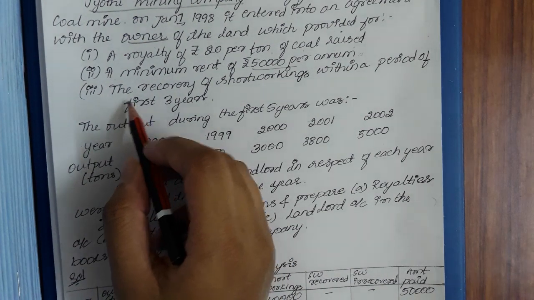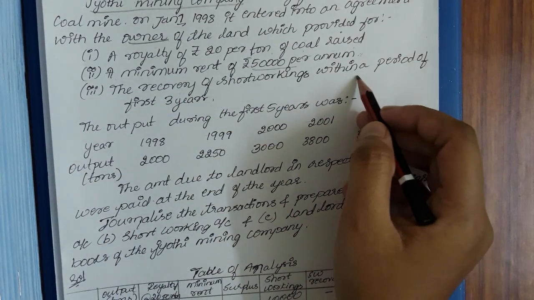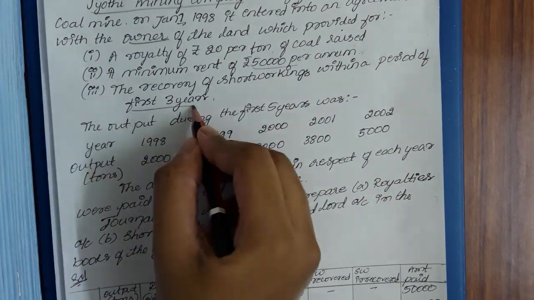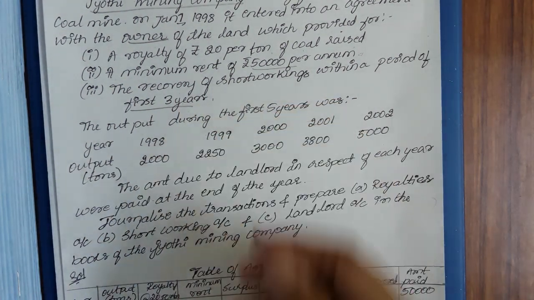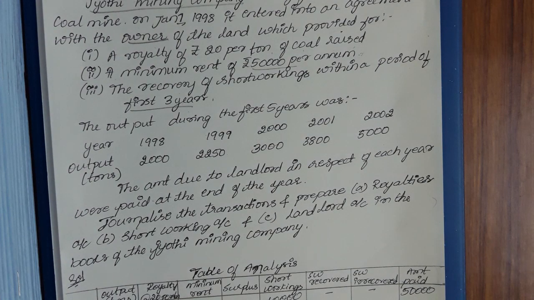Next, the recovery of short workings is within the first 3 years. The recoupment or recovery period for short workings is the first 3 years only. After 3 years, any short workings cannot be recovered and will be treated as irrecoverable. So whatever short workings there are during the first 3 years should be recovered within those 3 years. This is the fixed recoupment method of recovering the short workings.